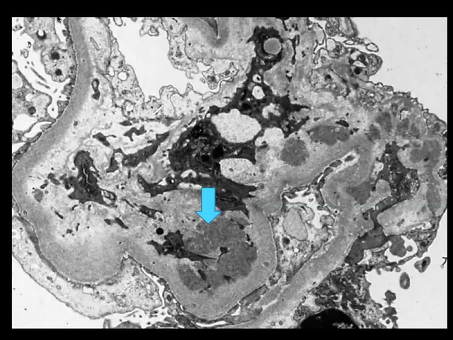This is an electron micrograph showing electron-dense deposits in the mesangial areas. The blue arrow points to a large electron-dense deposit which contains the abnormal IgA. This electron-dense deposit is adjacent to the basement membrane which surrounds the mesangium, and this is a characteristic location for the immune complexes in IgA glomerulopathy. So this particular picture would be very suggestive of IgA glomerulopathy.